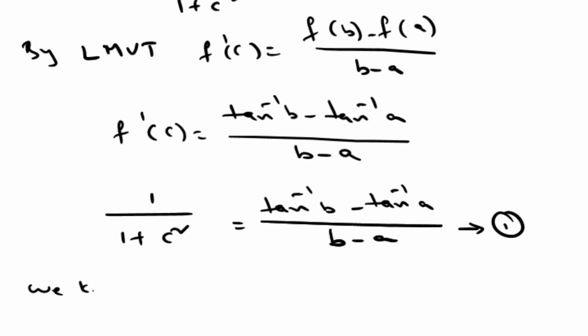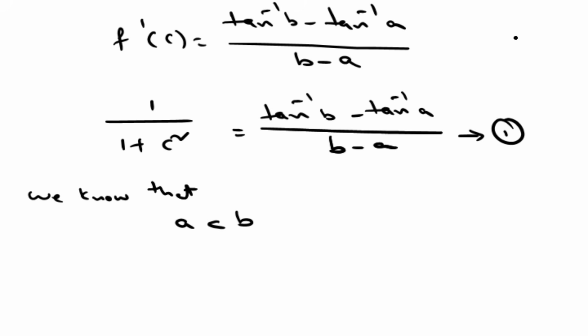We know that a is less than b. Therefore, c lies between a and b. Then a is less than c, which is less than b. Squaring on both sides.